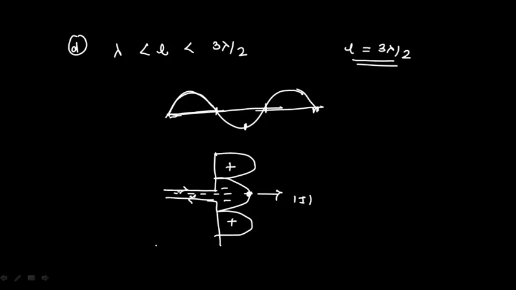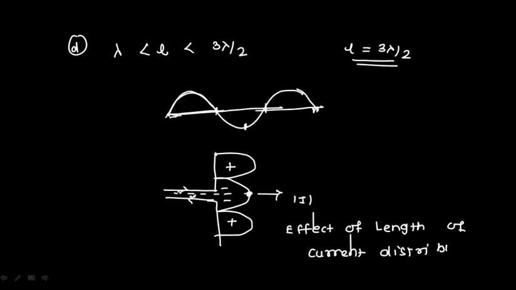Whatever we have seen up till now is nothing but the effect of length on current distribution. We have changed the length of an antenna and seen the effect of length on that particular current distribution. Next, if you keep your length the same and check the radiation at different times, what kind of effect will there be? That we will see in the next portion. So let us talk about that.